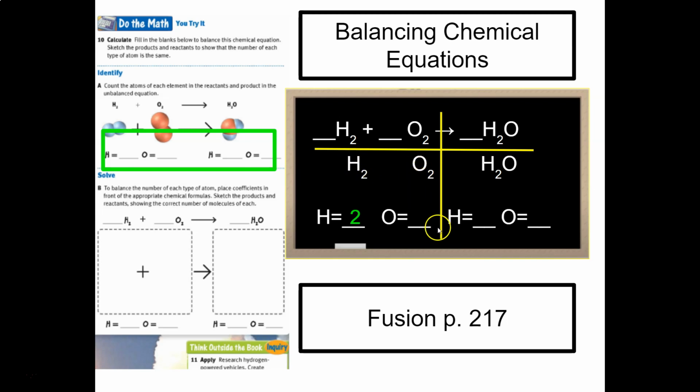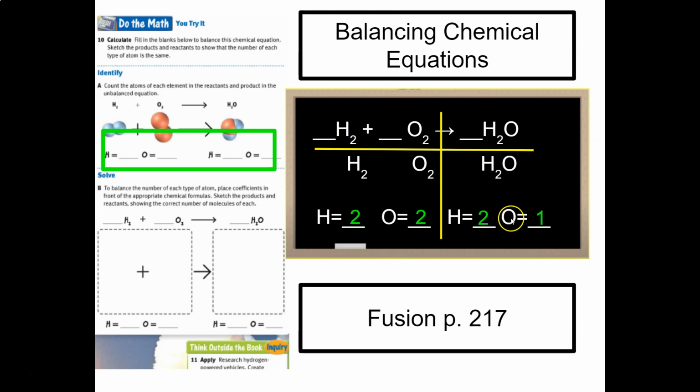How about the oxygens? Can you guess? Yep, a 2. And how about for water? How many hydrogens and how many oxygens? You got it. 2 hydrogen, 1 oxygen. Now, the next step is to try to balance it. So, how are we going to balance this? We see there's 4 atoms on the left, only 3 on the right. We don't have enough oxygen on this side to balance the oxygen on this side.